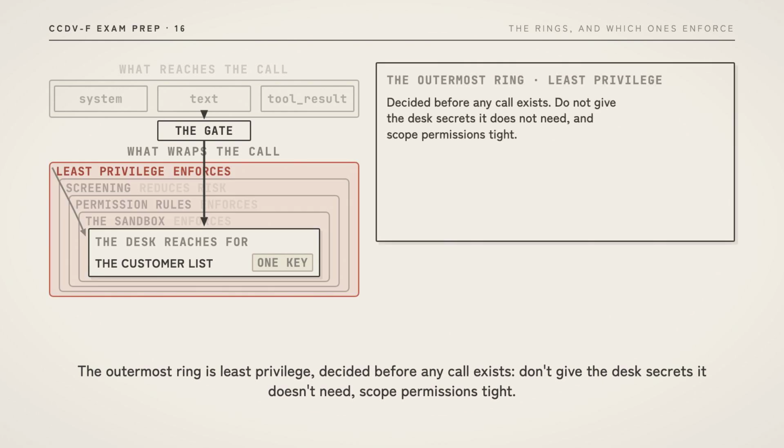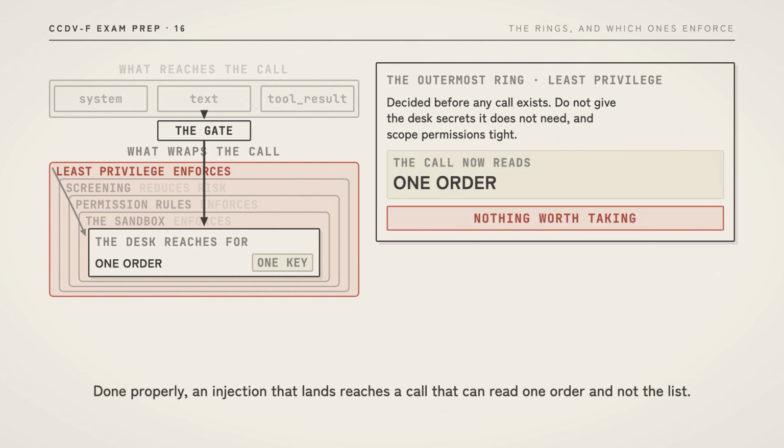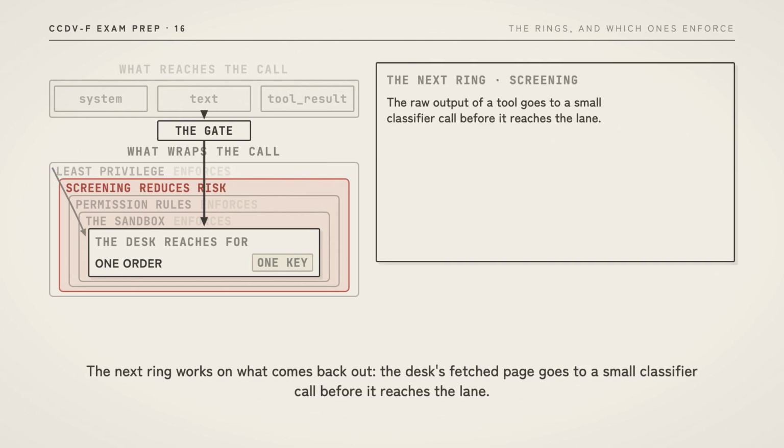The outermost ring is least privilege, decided before any call exists. Don't give the desk secrets it doesn't need. Scope permissions tight. Done properly, an injection that lands reaches a call that can read one order and not the list. The next ring works on what comes back out.